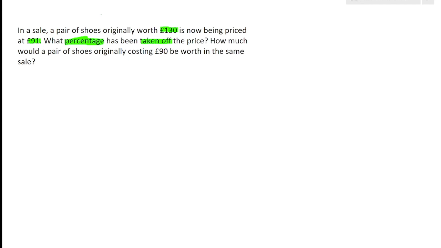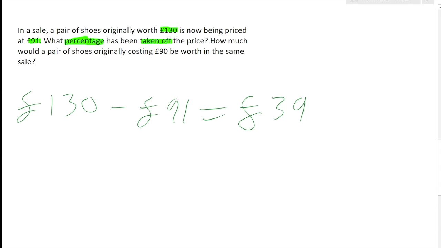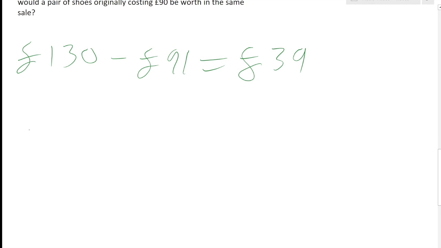Well, how much has been taken off? £130 minus £91 equals £39. And what is £39 as a percentage of £130? Because that's what's been taken off. Well, if we calculate a percentage, 39 over 130, and then times 100 to get it into a percentage, we'll find that equals 30%.